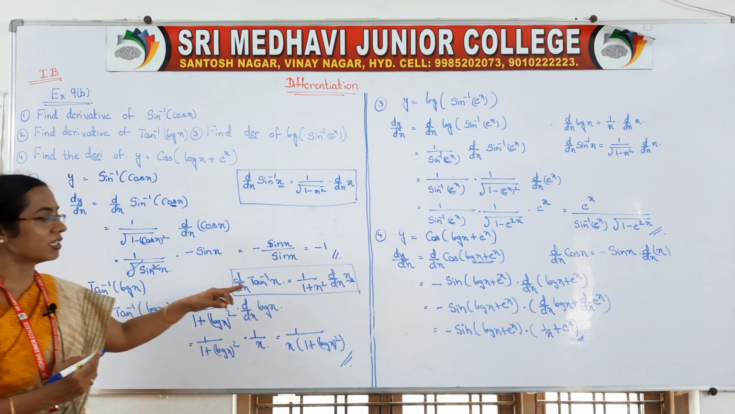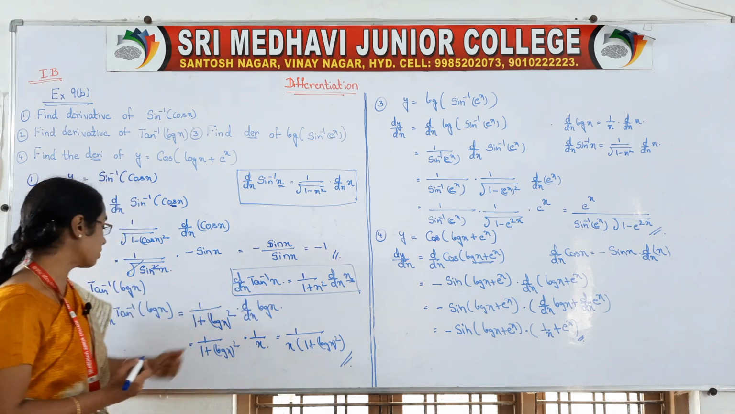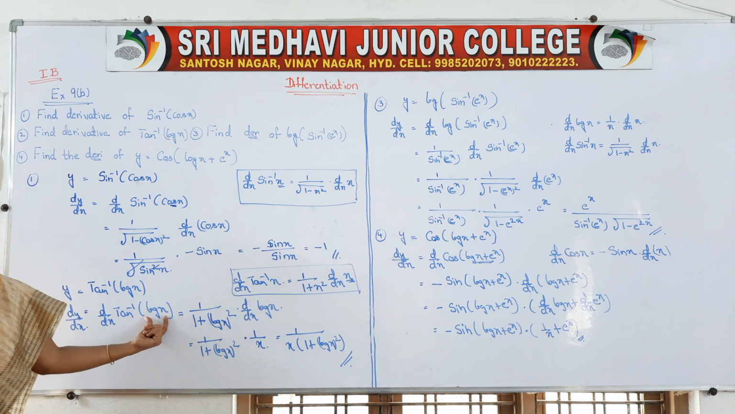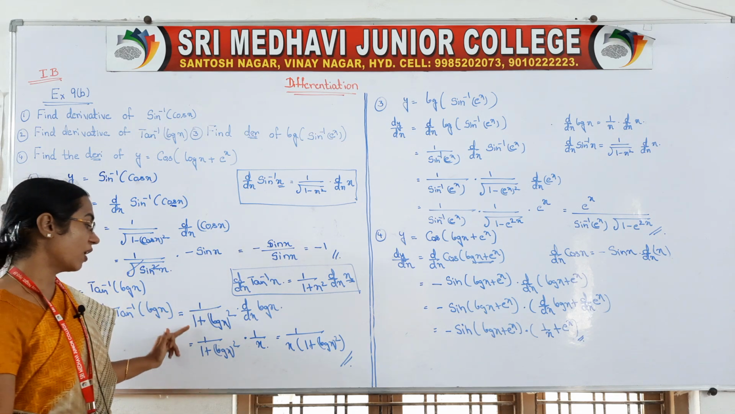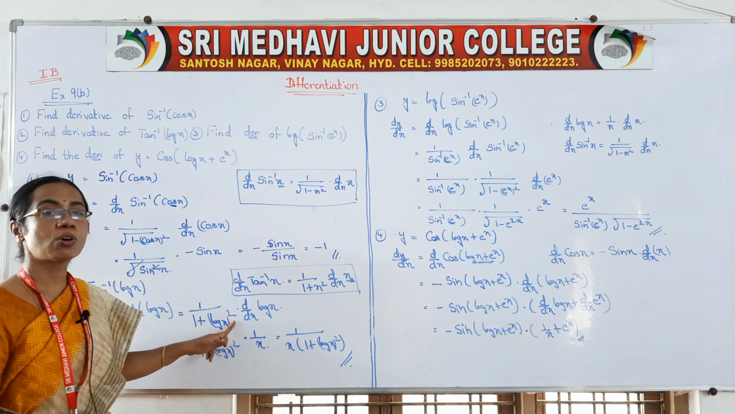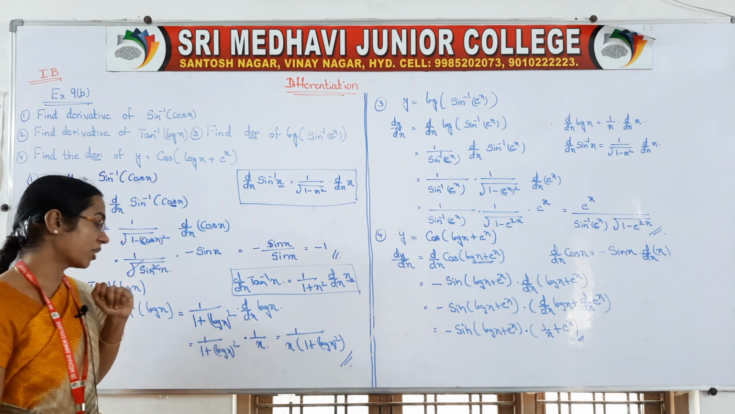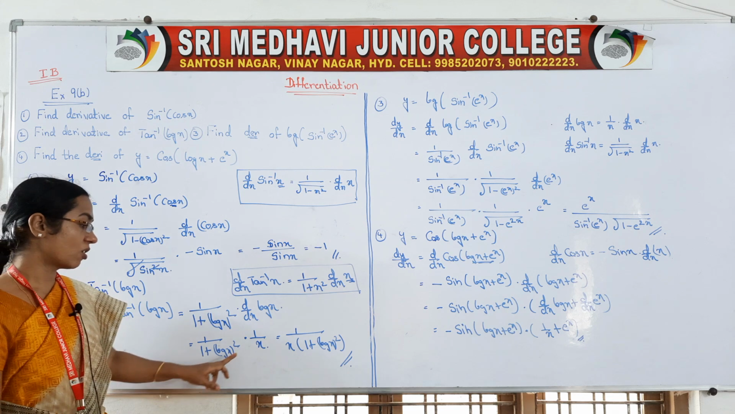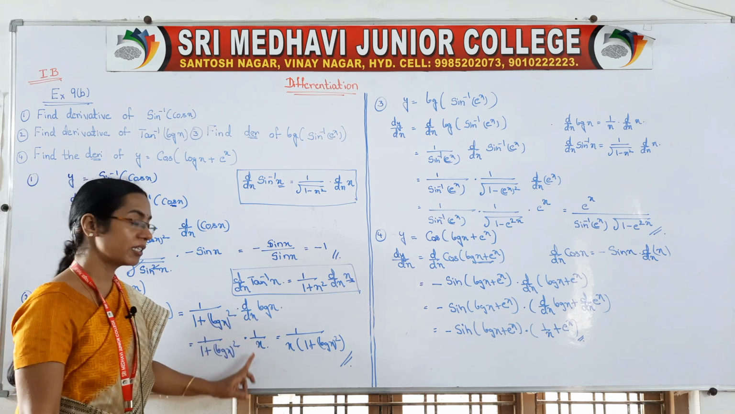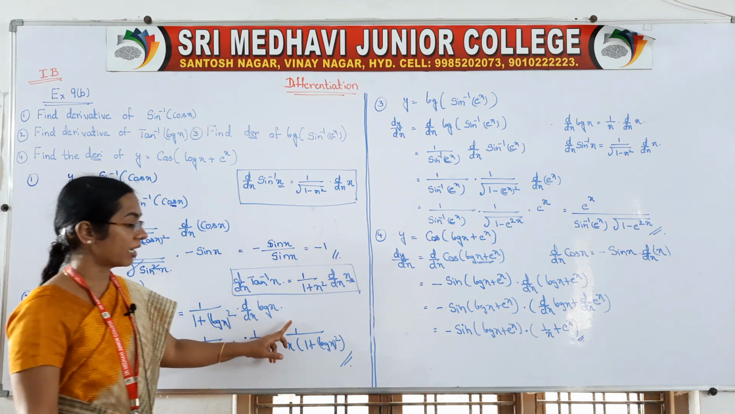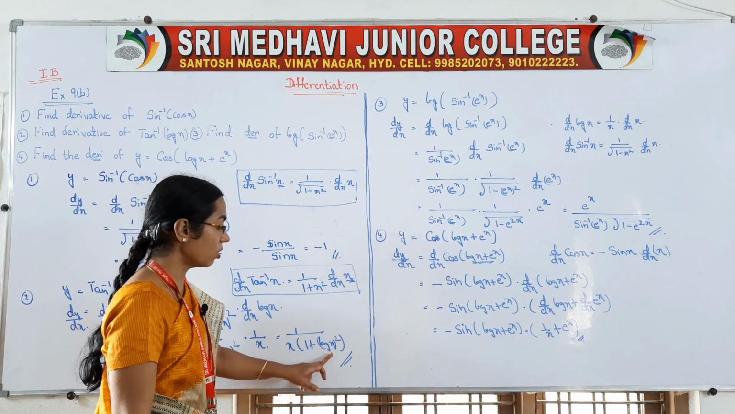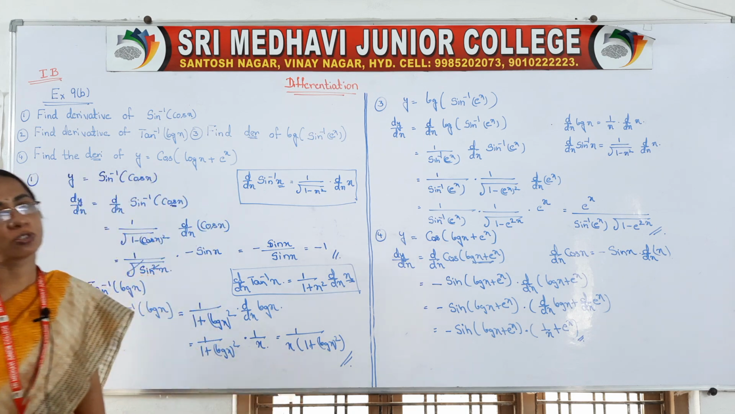Same thing, you consider this as the variable. In its variable place we are having log x. So it is 1 by 1 plus log x whole square into d by dx of log x. Okay, so 1 by 1 plus log x whole square, d by dx of log x is 1 by x. So we can write this as 1 by x into 1 plus log x whole square.